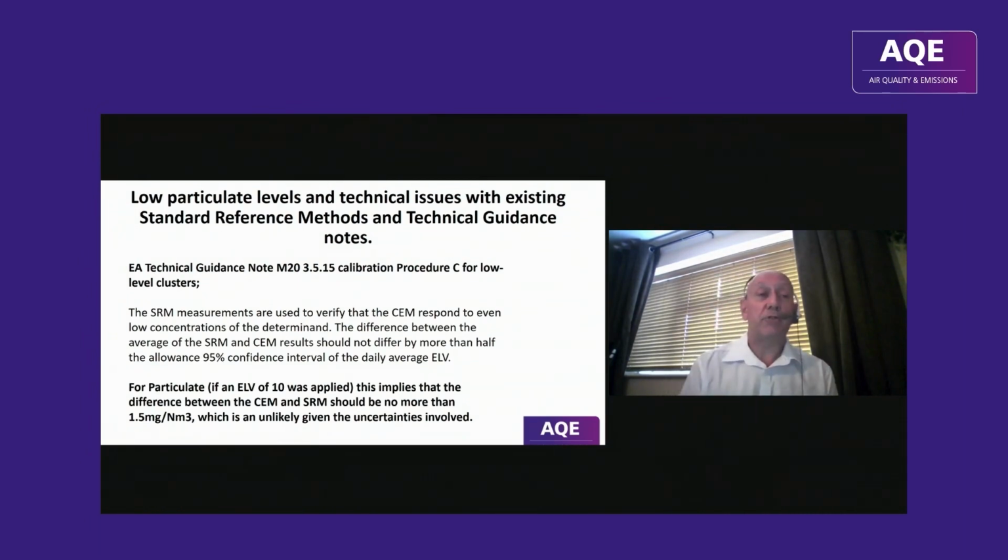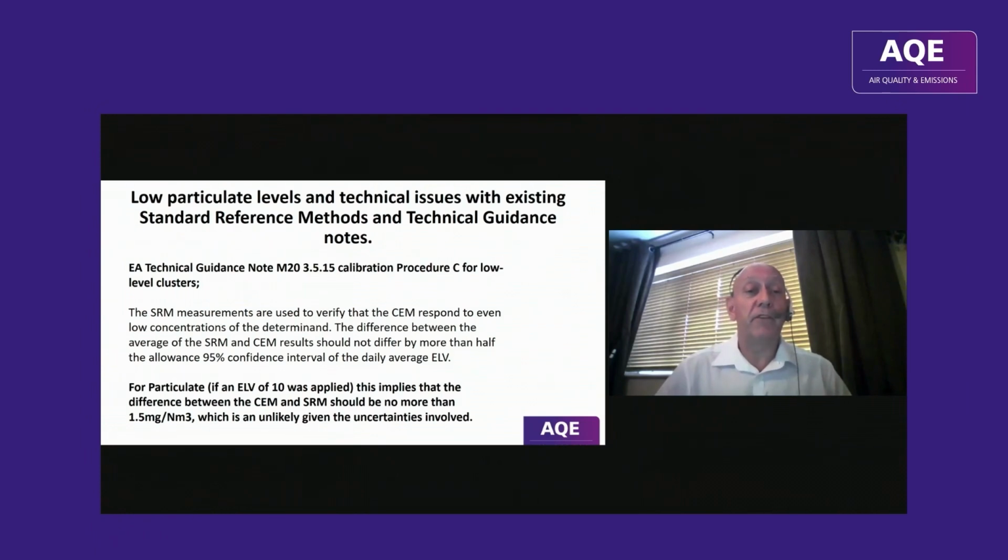An extract from Environment Agency Technical Guidance Note M20 3.5.15, calibration procedure C for low-level clusters. The statement reads that standard reference method measurements are used to verify that the continuous emission monitor responds to even low concentrations of the determinand. The difference between the average of the standard reference method and continuous emission monitor results should not differ by more than half the allowable 95% confidence interval of the daily average ELV.